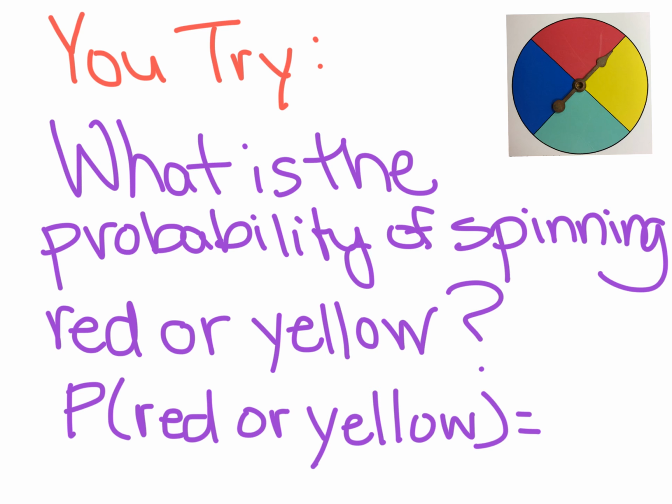So hopefully you came up with the probability of getting red was 1/4, the probability of getting yellow was 1/4, and 1/4 plus 1/4 is 2/4, or you could say it's 1/2 of the spinner.